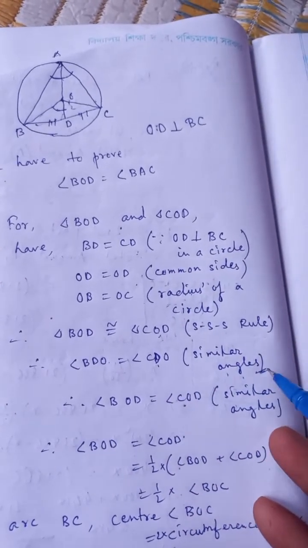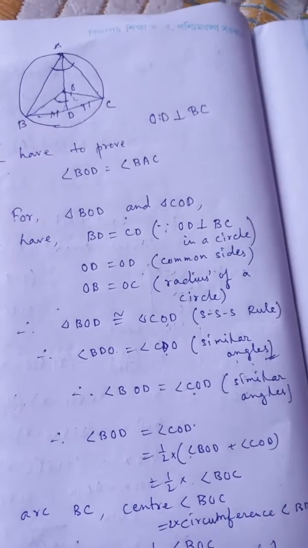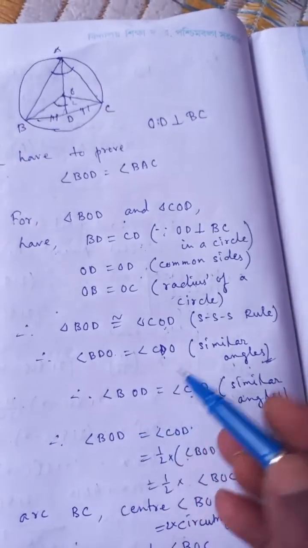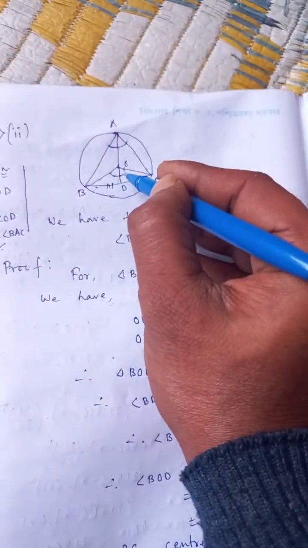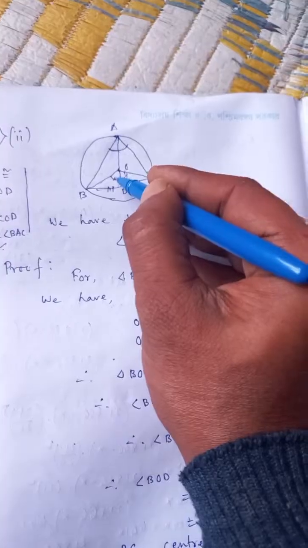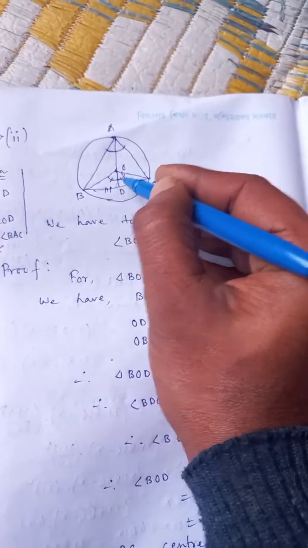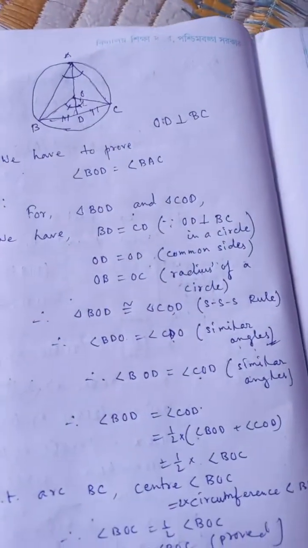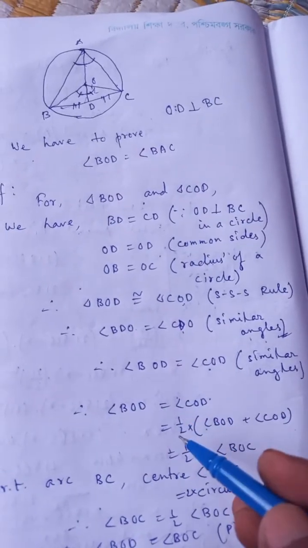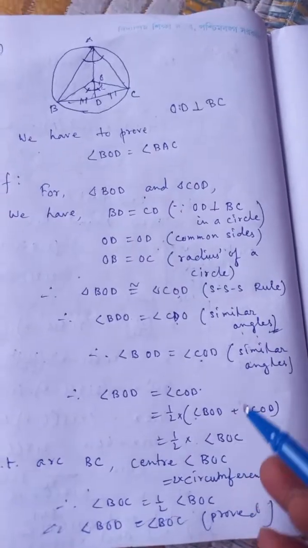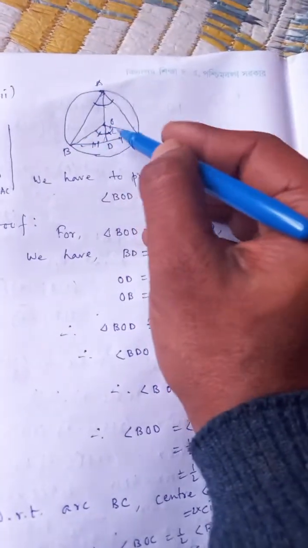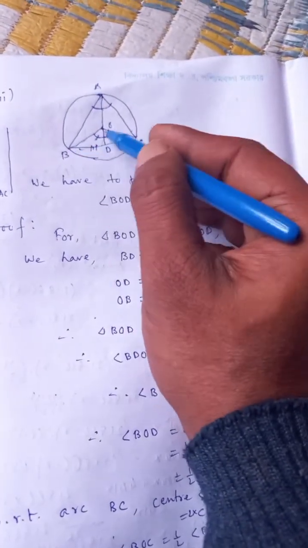Since both are congruent triangles, similar angles, angle BOD is equal to angle COD, means these two angles BOD and COD are equal, this angle and this angle, corresponding angles of congruent triangles. So BOD can be written as half of angle BOC. So BOD is half of angle BOC.